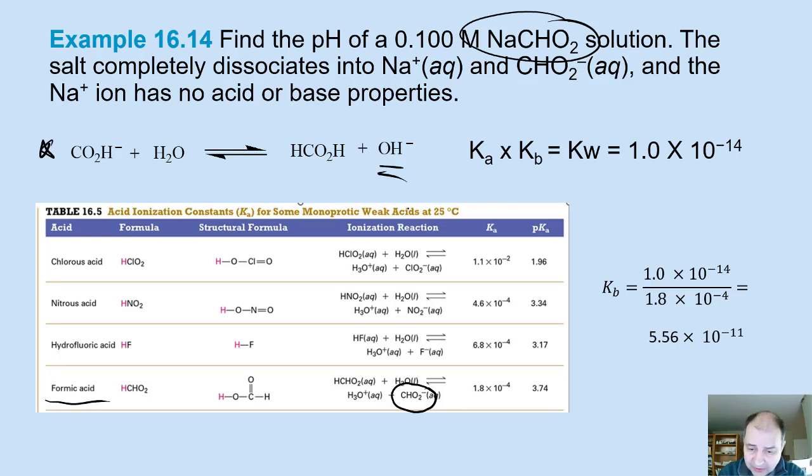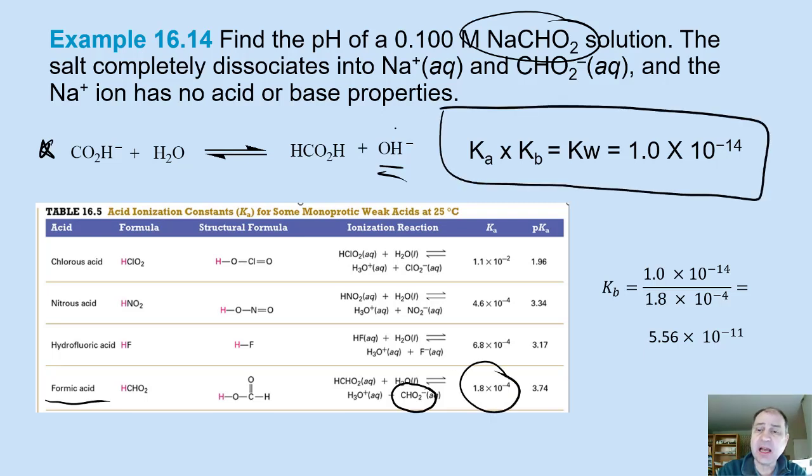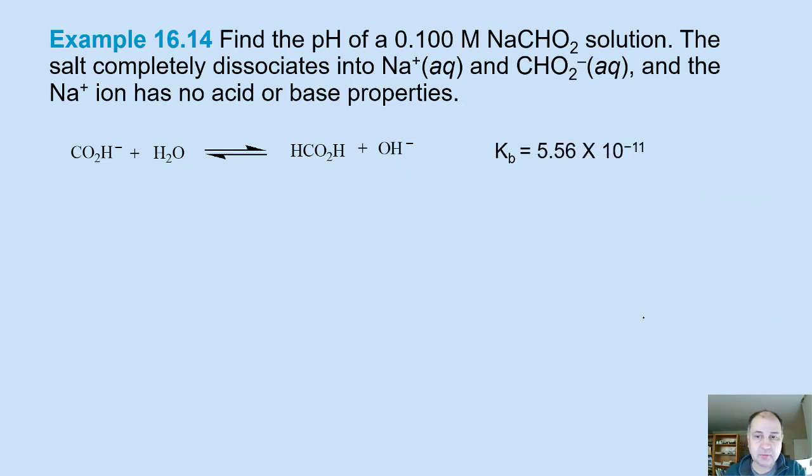And so you can look up the Ka for that. And so this relationship here, the Ka times the Kb equals the Kw, that's convenient. This is how the formate and the formic acid are related. And so if you take the Kw and divide it by Ka, you get a value for the Kb, and now we can actually work this problem. We can set up an ICE table.